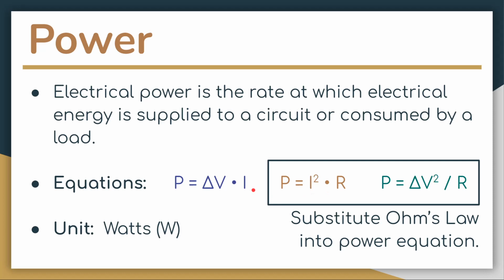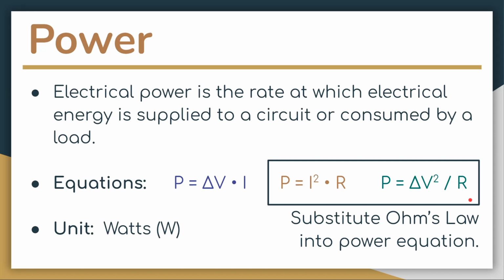Or if I rearrange Ohm's law, and that's the way it was in the PhET, I equals delta V over R. Okay, I could substitute that in right here for I. Delta V over R times delta V is delta V squared over R.